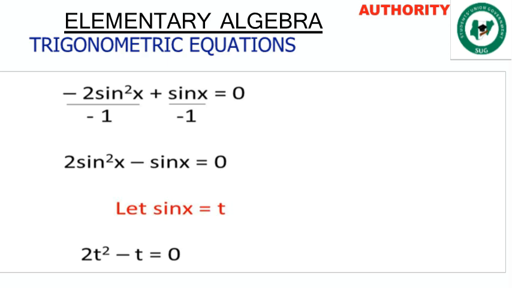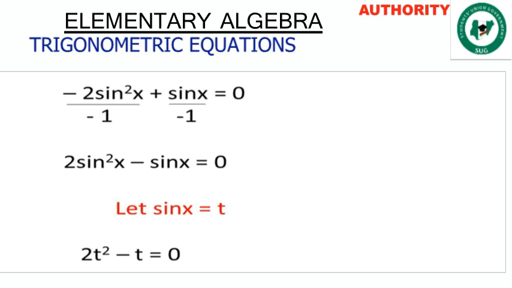That means anywhere we see sin x, we'll replace it with T. In the above expression we have 2 sin²x, that is the square of sin x. Since sin x is t, we replace it with t square. So we have 2t² minus sin x, which is now t, is equal to 0. Look at this very well. This is a quadratic equation where c is equal to 0.